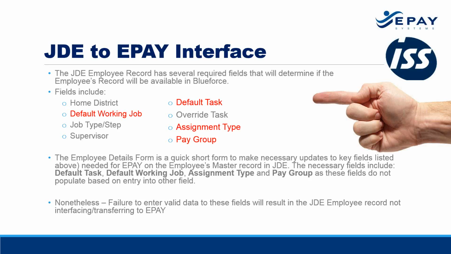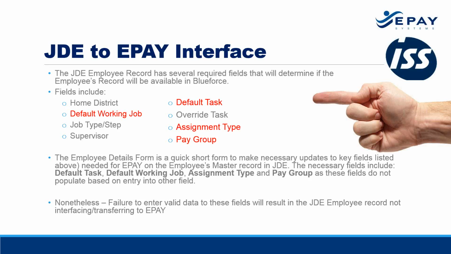But bottom line, there is a field, actually more of a form, on the JDE employee record called the Employee Details form that basically allows you quick access to these 8 fields to make those quick necessary updates so that ePay can then decide if the interface is going to send that information over to ePay, or more importantly, how it reacts in Blueforce. And these 8 fields are all the critical ones, but the 4 that are in red are the key ones that are often missed.